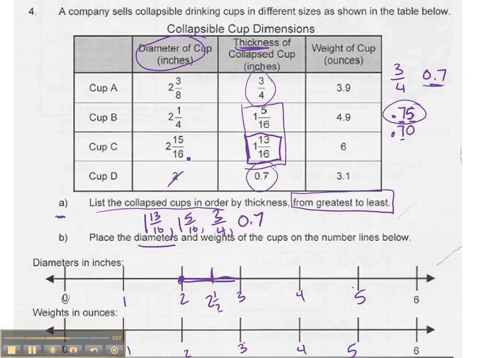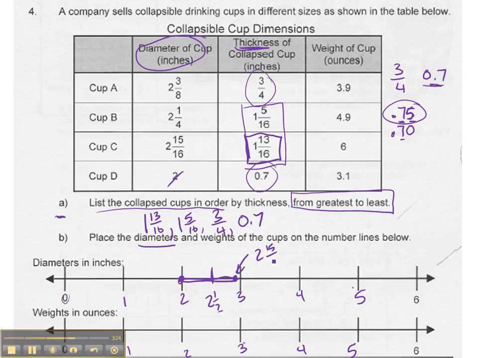We've already done 2. Okay, 2 and 15/16. Is 15/16 less than half or greater than half? It's much greater than half. It's almost one whole, because 16/16 would be a whole, so it's going to be very close to 3. Say right about there.